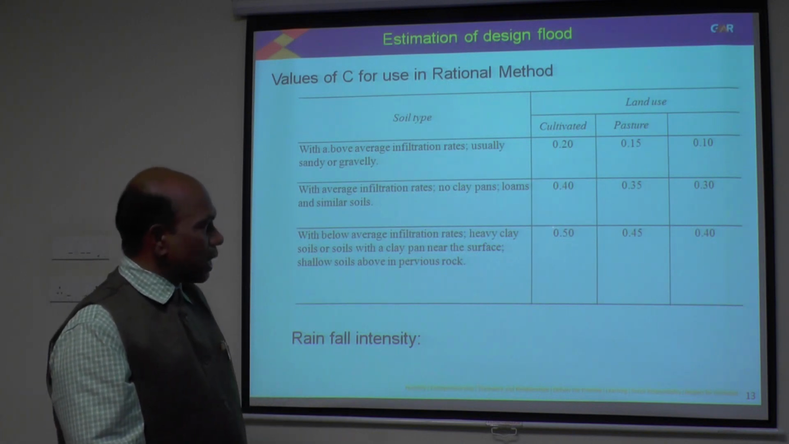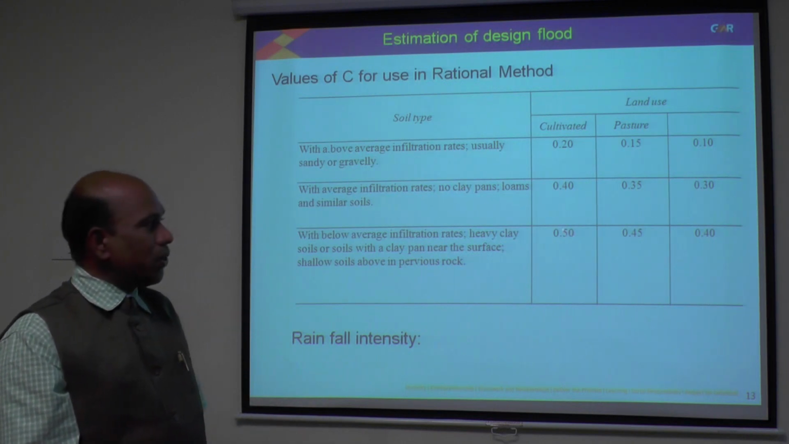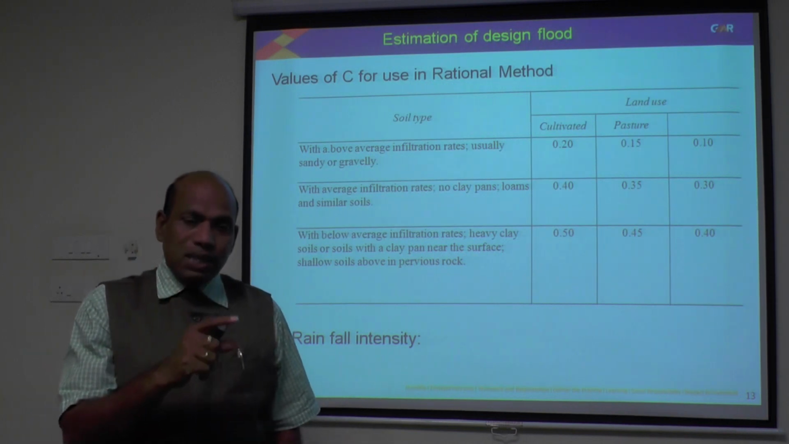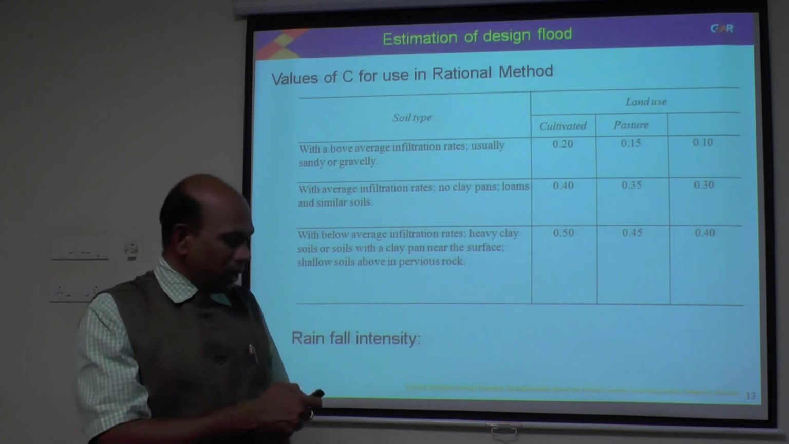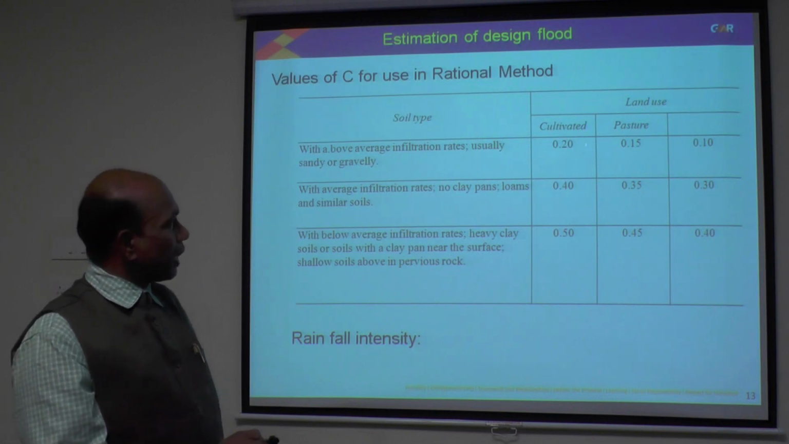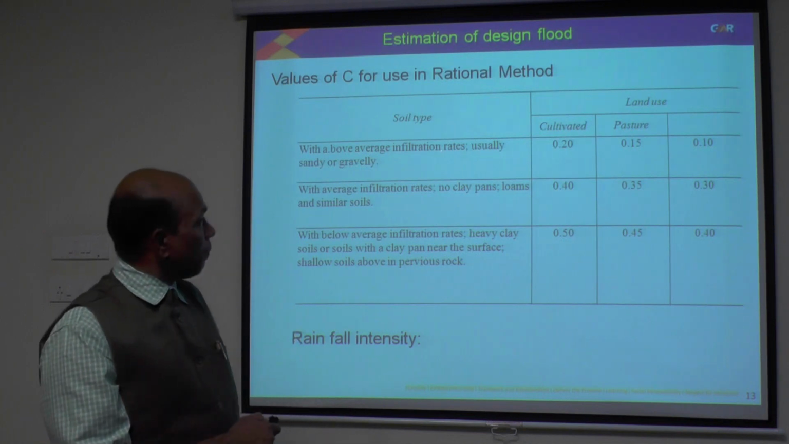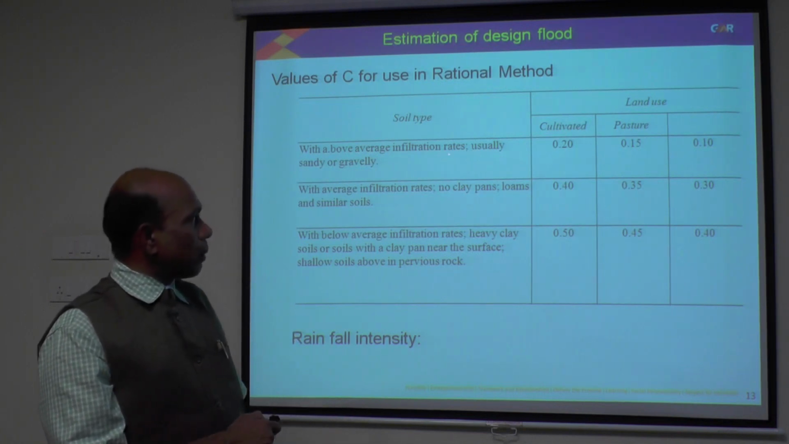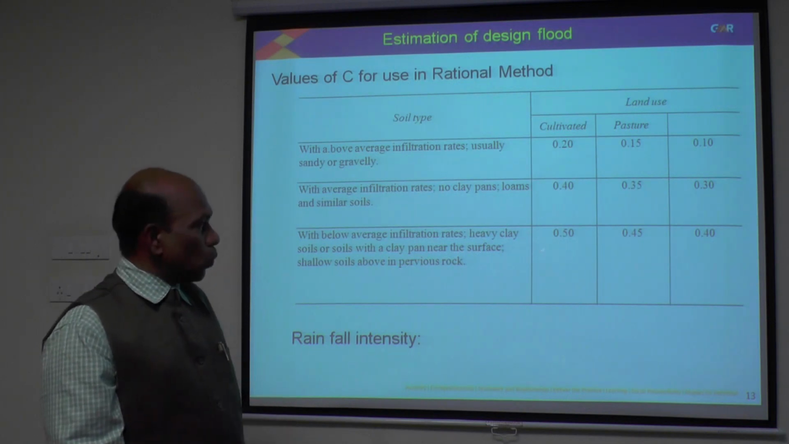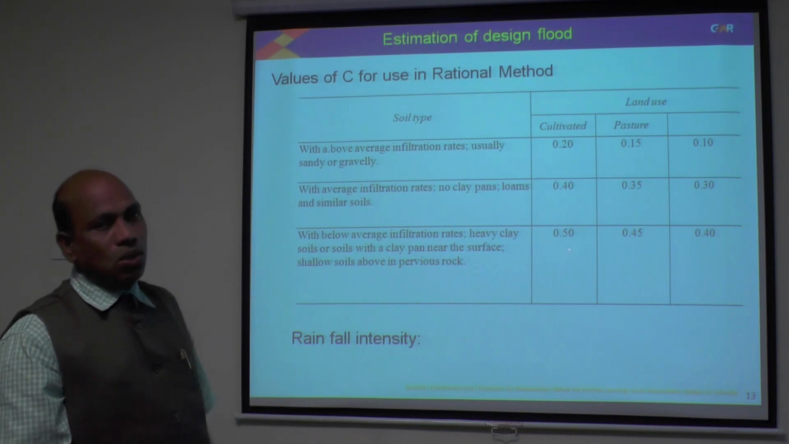Here the value of C increases as infiltration decreases. Q is equal to some constant times CAI, so when the C value increases, the Q value also increases. When the C value decreases, here 0.2, the discharge value also decreases, because of high infiltration capacity on a particular soil. If infiltration is high, discharge is less. If infiltration is very less, discharge is more.